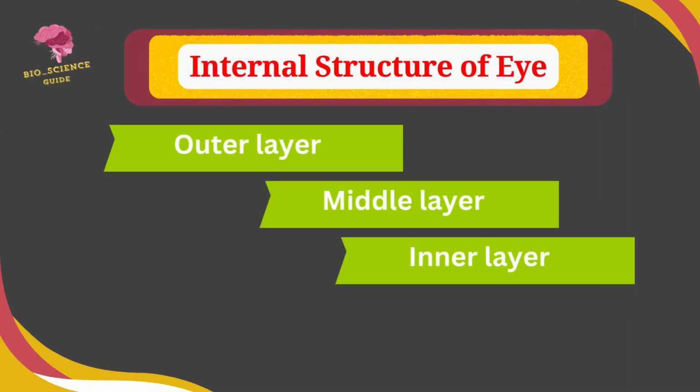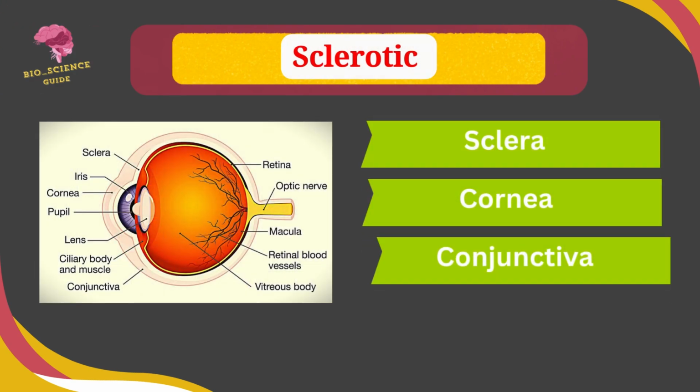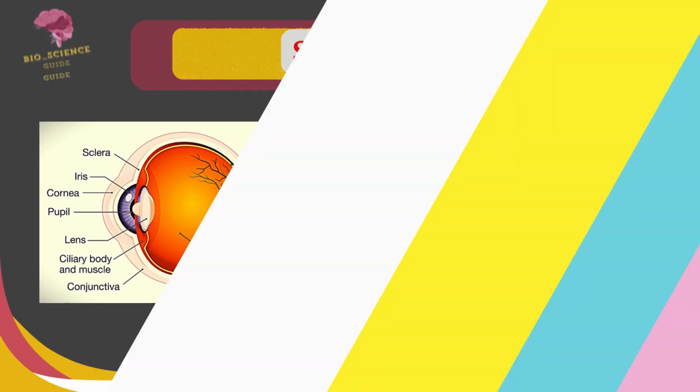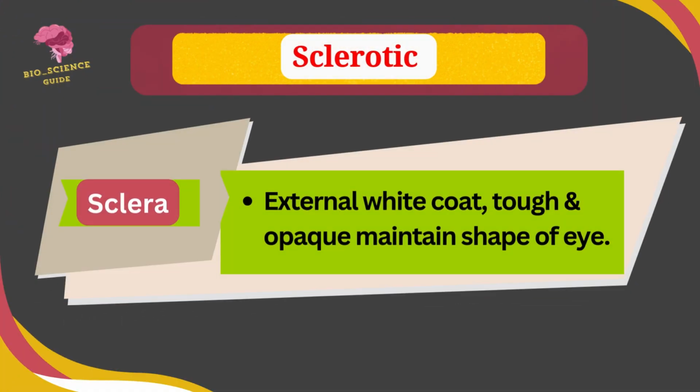The internal structure of the human eye consists of an outer layer, middle layer, and inner layer. The outer layer is also called the sclerotic, which is the outer fibrous coat of the eyeball. It is again differentiated into three layers: sclera, cornea, and conjunctiva. Sclera is an external white coat, tough and opaque, that maintains the shape of the eye.